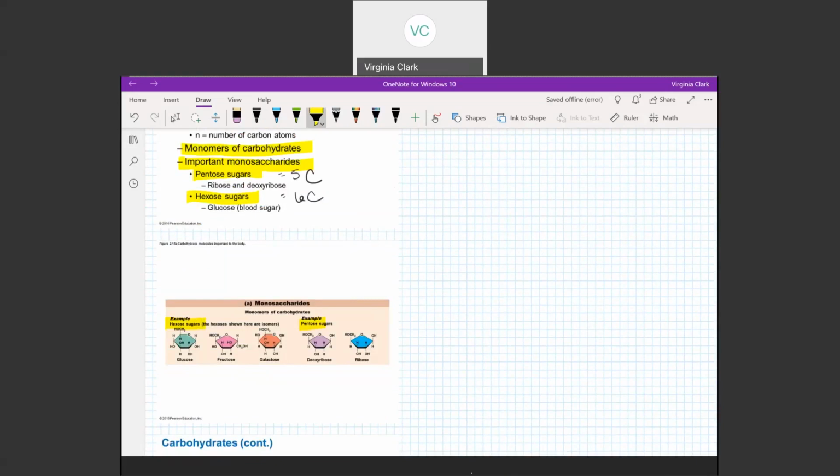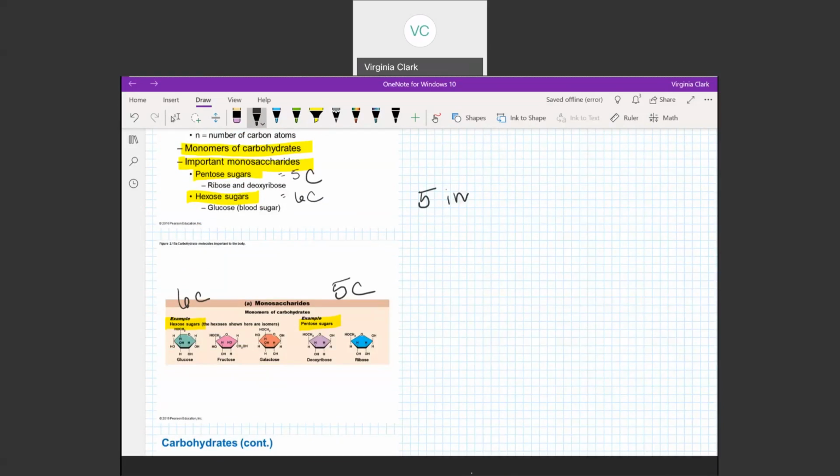Here we've got pentose sugars. So these are going to have 6 carbons, and these are going to have 5 carbons. So remember, you're counting the little dots, 1, 2, 3, 4, but you're also counting if there's any actual carbon. So monosaccharides. There are 5 different monosaccharides that you need to know.